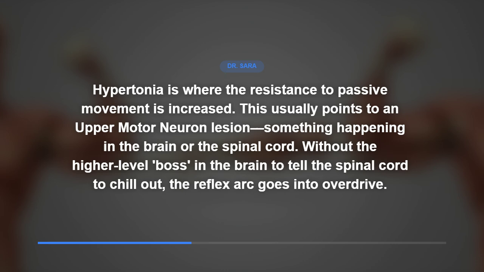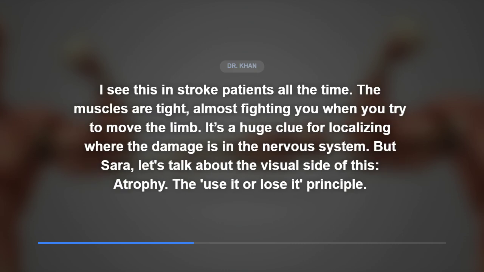Without the higher level boss in the brain to tell the spinal cord to chill out, the reflex arc goes into overdrive. I see this in stroke patients all the time. The muscles are tight, almost fighting you when you try to move the limb. It's a huge clue for localizing where the damage is in the nervous system.